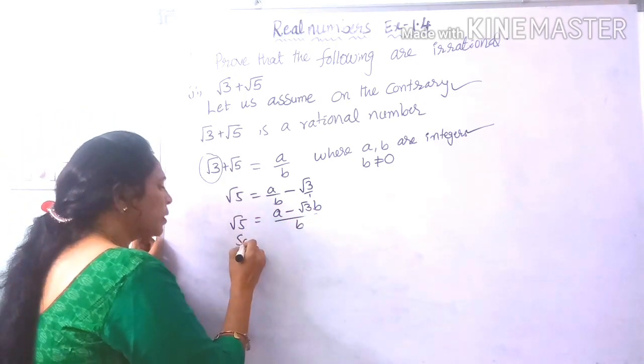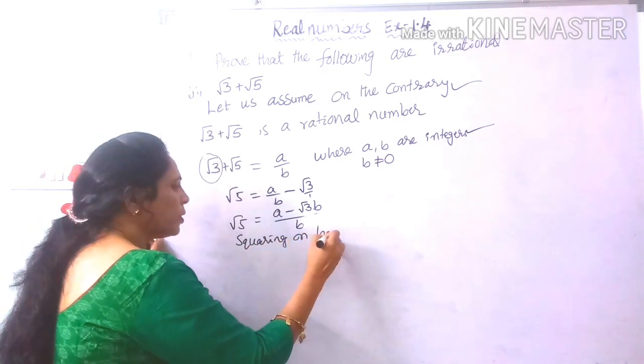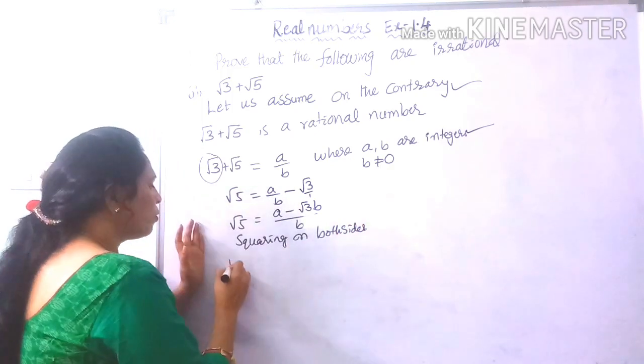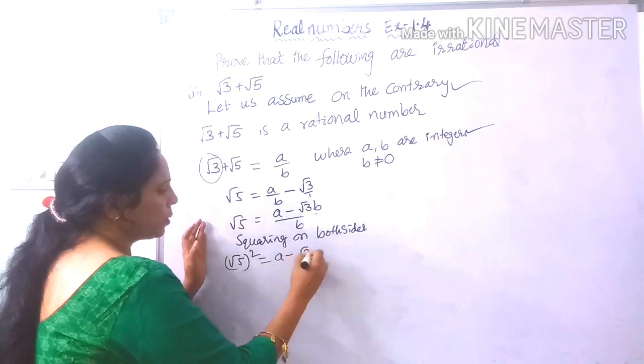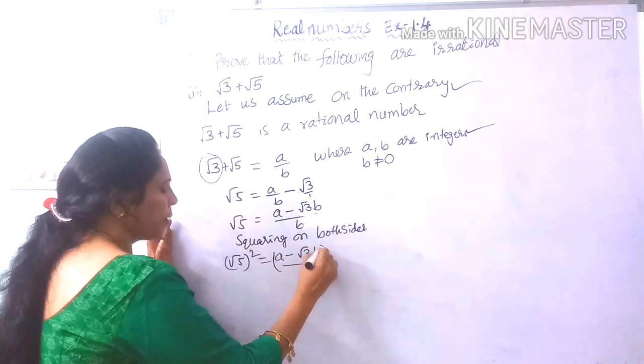Squaring on both sides. So root 5 whole square is equals to a minus root 3b by b whole square.